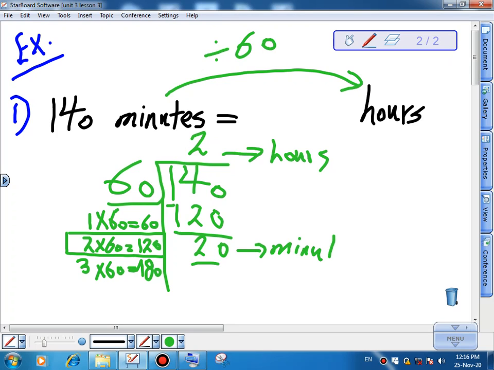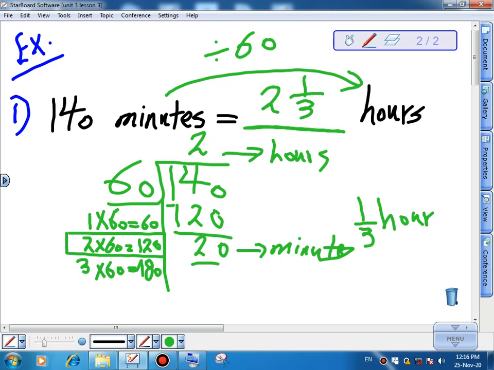This is the meaning of 140 minutes is equal to 2 hours and 20 minutes. Okay? 20 minutes means 1/3 of an hour. Like this. 1/3 of an hour means 20 minutes. If I need to put this in the result, in the quotient, it will be 2 1/3.